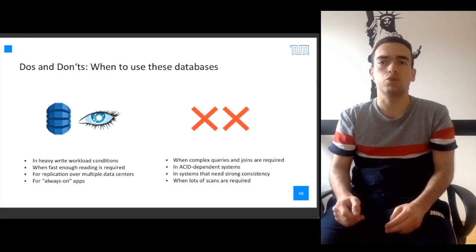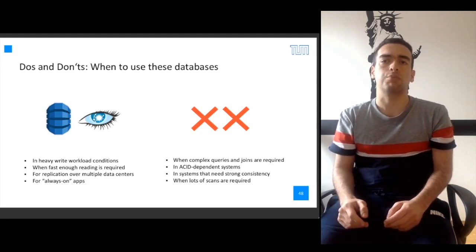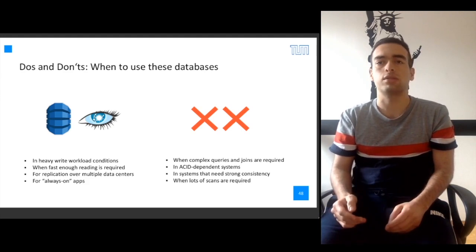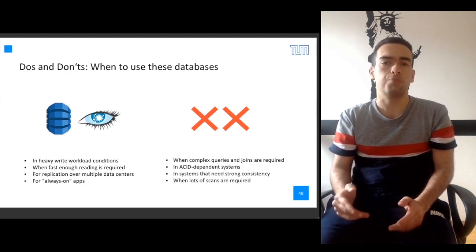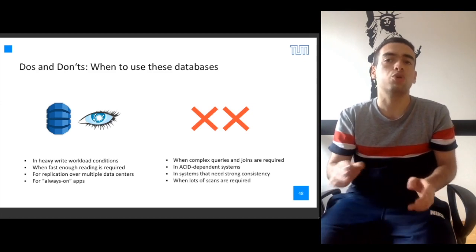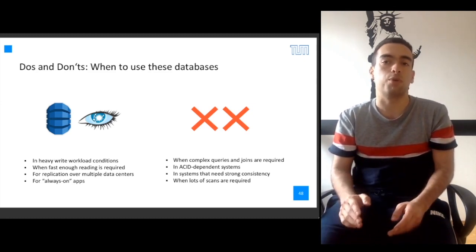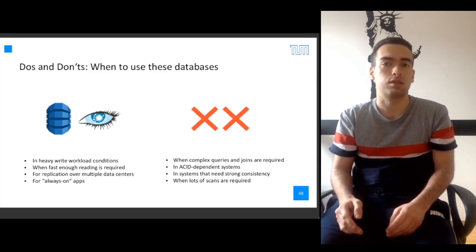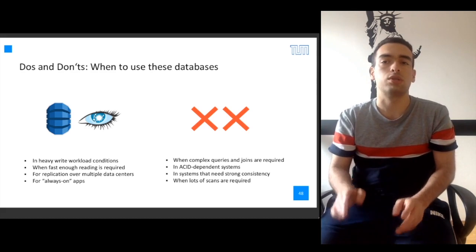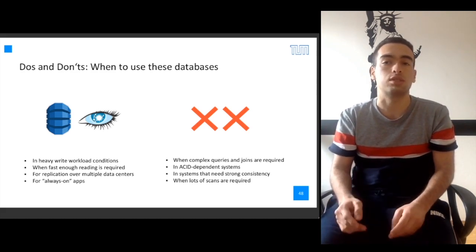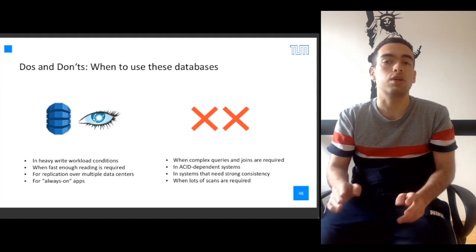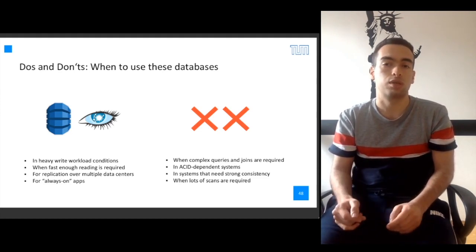And now, when should you use neither of them? For example, when complex queries and joins are required, or in ACID-dependent systems, for instance, core banking systems handling bank transfers. In fact, no NoSQL technology will perform well there. Such systems need relational databases. Also not suited in systems that need strong consistency. Cassandra has a measure to remedy it, but it's not enough for precision-demanding solutions.